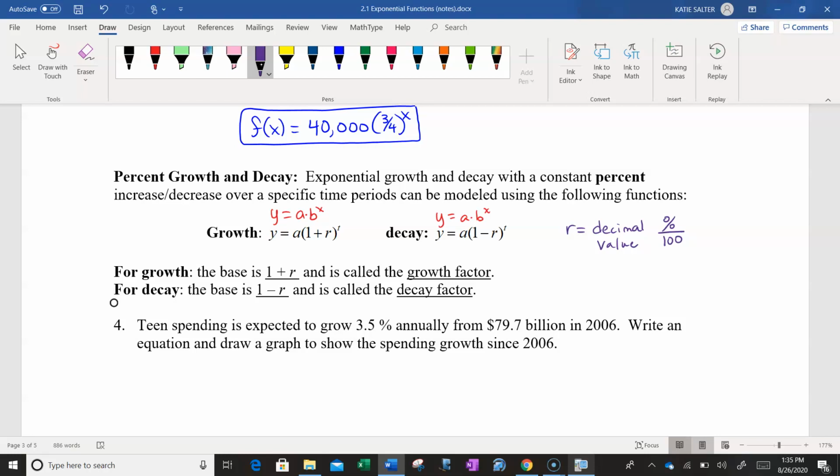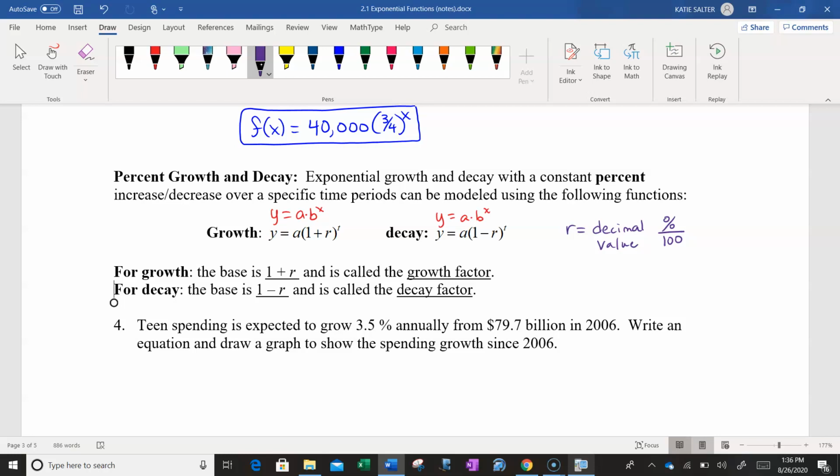All right, for growth, the base is 1 plus r. We have to have the 1 there because the 1 holds what you had, and then you add that rate to it so that it adds that percent. When it's for decay, the base is 1 minus r. Because remember, the multiplier is always what you keep. So if you have something decaying by 20%, you're really keeping 80%. So that's why you would say 1 minus 0.20 so that the multiplier was 0.80.